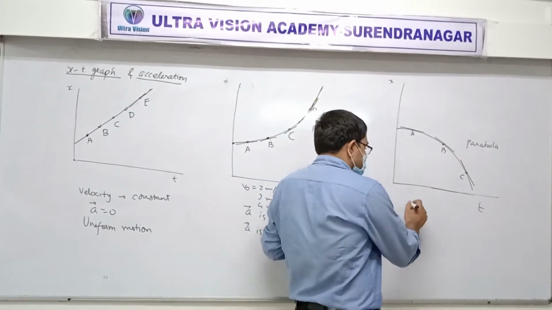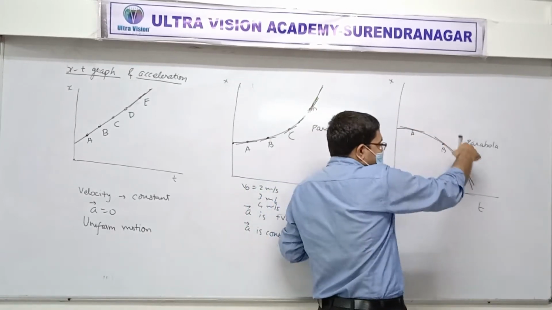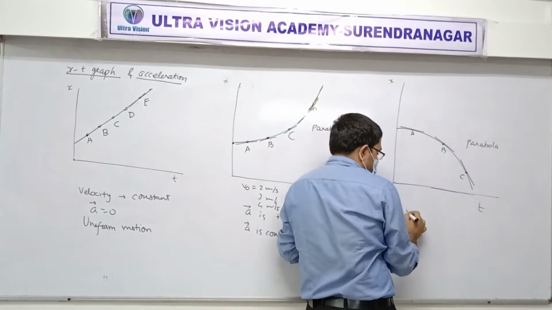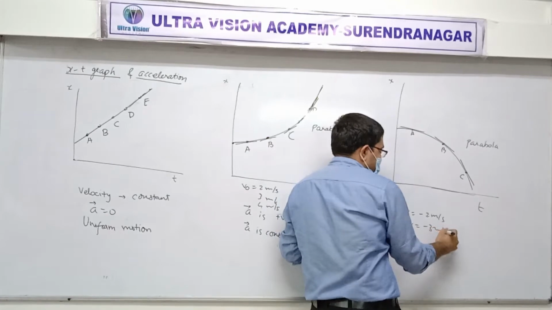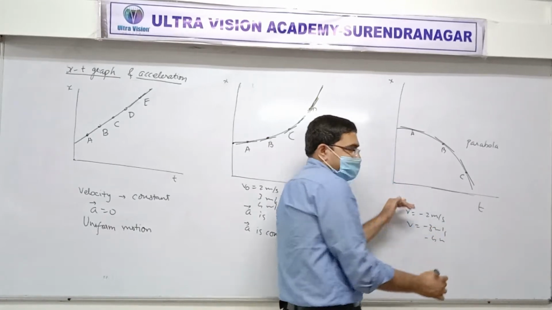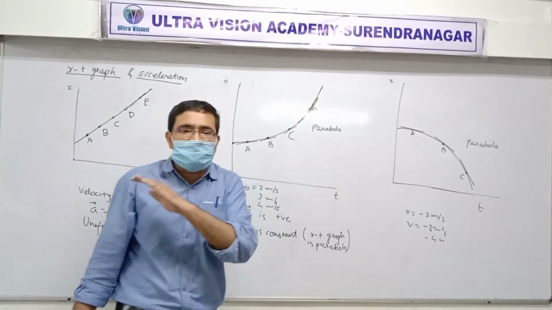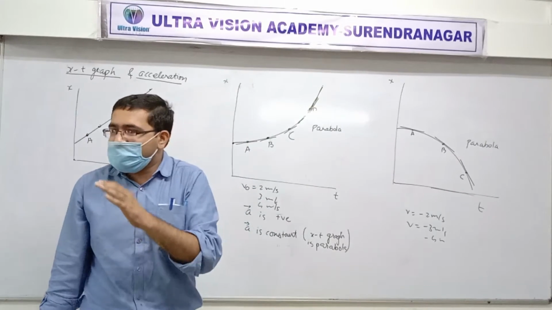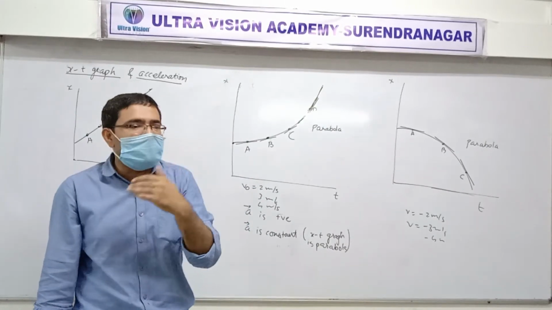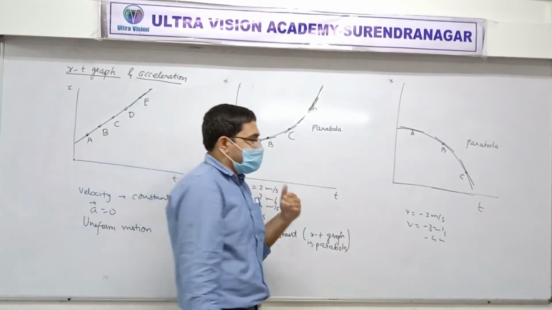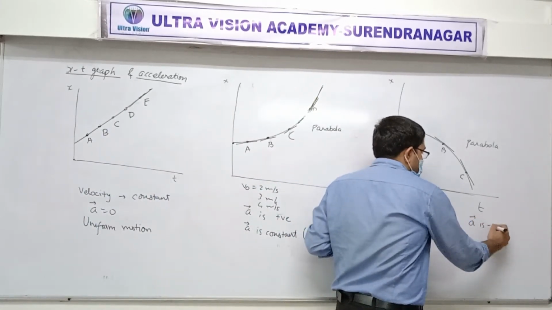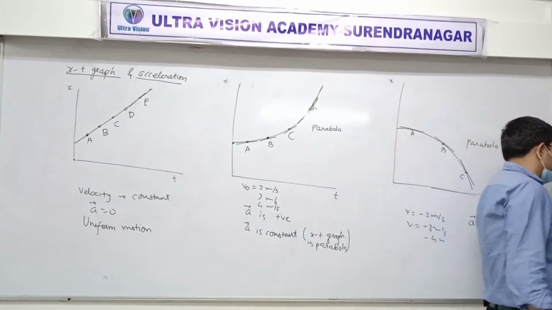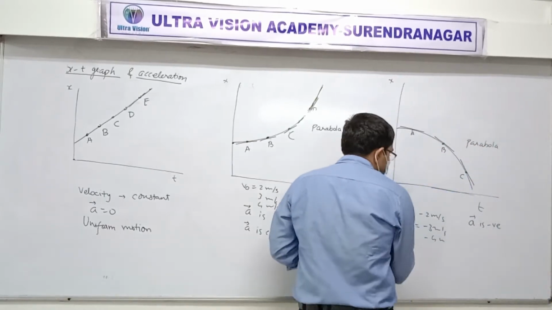Slope means velocity. So basically velocity is continuously decreasing. First it was, for example, minus 2 meter per second. Then it is becoming minus 3 meter per second, then minus 4, minus 5 like that. So velocity is going towards the negative side. Clear or not? Velocity is changing in the negative direction. That's why in this case acceleration is negative.